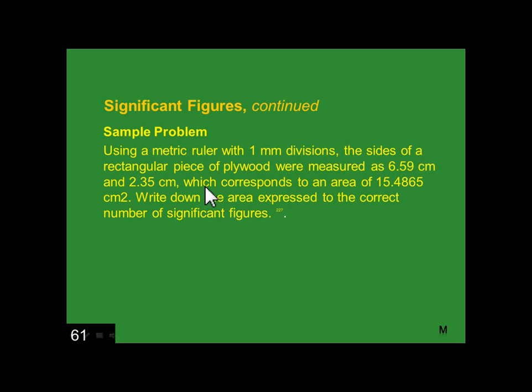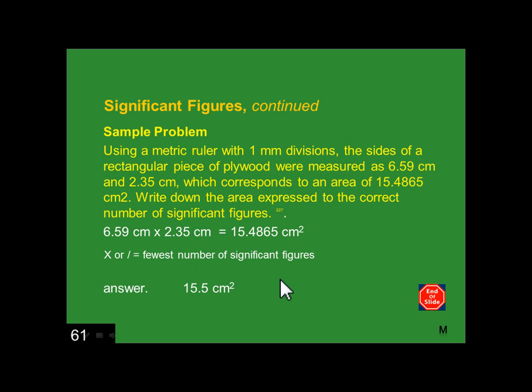All right, so to find the area of this piece of plywood, you'd multiply the length times the width, and your calculator would give you this big number here. But that would not be the right answer, because when you multiply numbers, measurements in particular in chemistry, you can only write down an answer to the least number of significant figures in your data. So this data point has 3 significant figures, this data point has 3 significant figures. Your answer has to be rounded to 3 significant figures. So the correct answer would be 15.5 square centimeters.